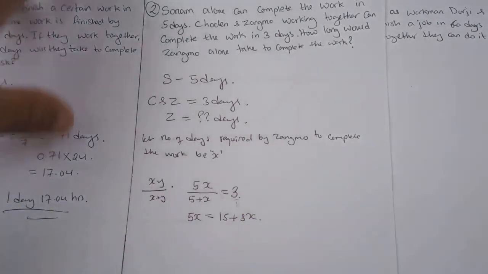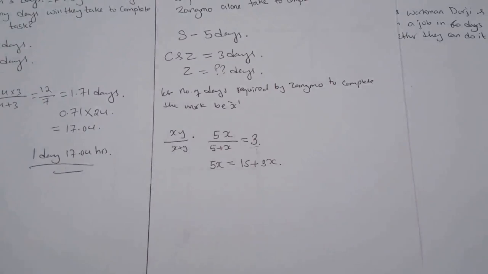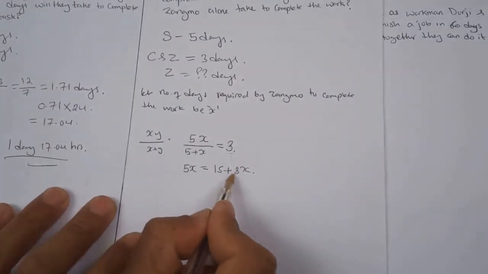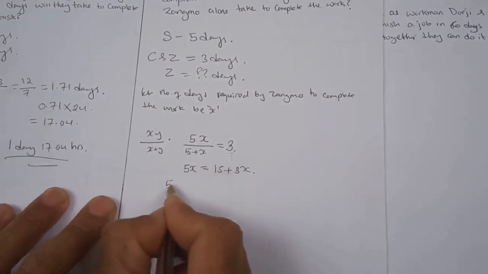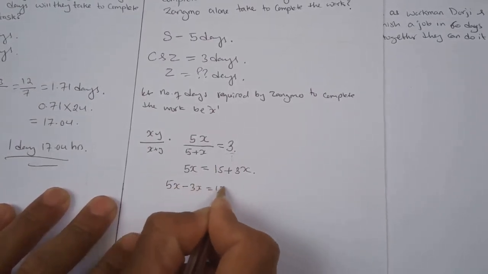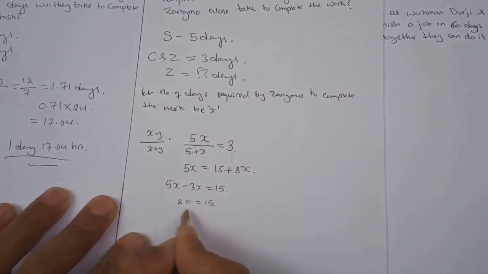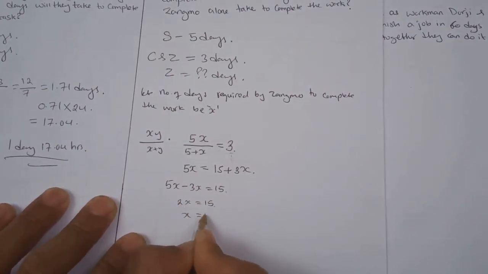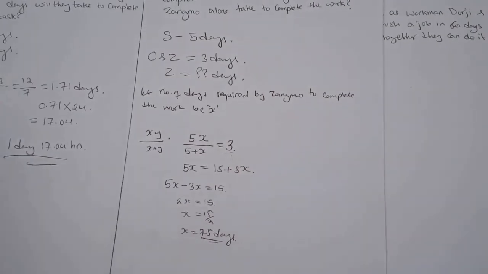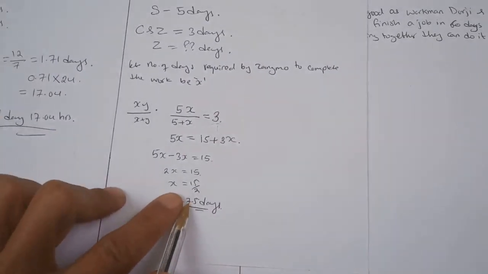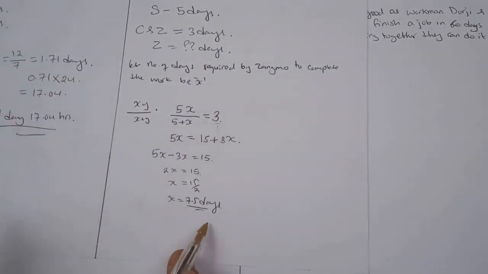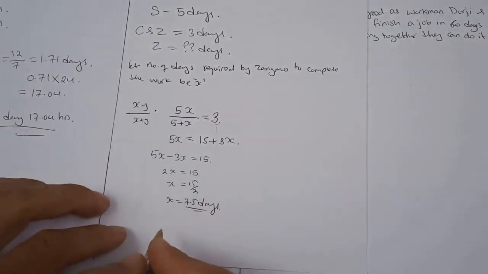If you take this side, the sign will be negative. So 5x minus 3x is equals to 15. 5x minus 3x, we will get 2x equals to 15. To find x, we divide both sides by 2, which is equal to 15 over 2. So x is equals to 7.5 days. Then 0.5 days you can multiply by 24, because 1 day has 24 hours, and you will get the answer.